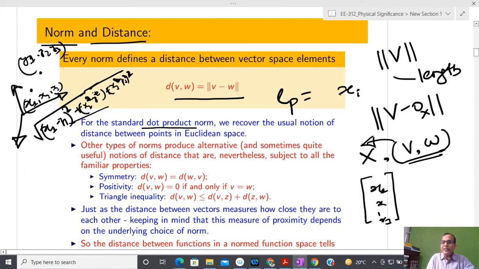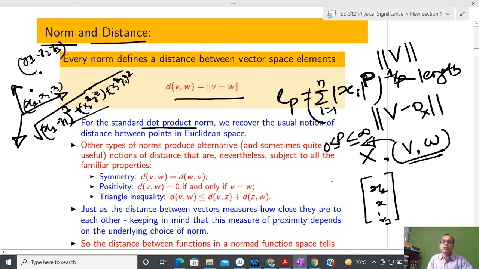And how are we doing that? We are writing the sum of xi squared, and after that i equal to 1 to n, suppose I have n number of vectors, and the whole thing raised to the power 1 by p. This is the Lp norm, where p I am going to take from 0 to infinity, anything, and infinity is also included.